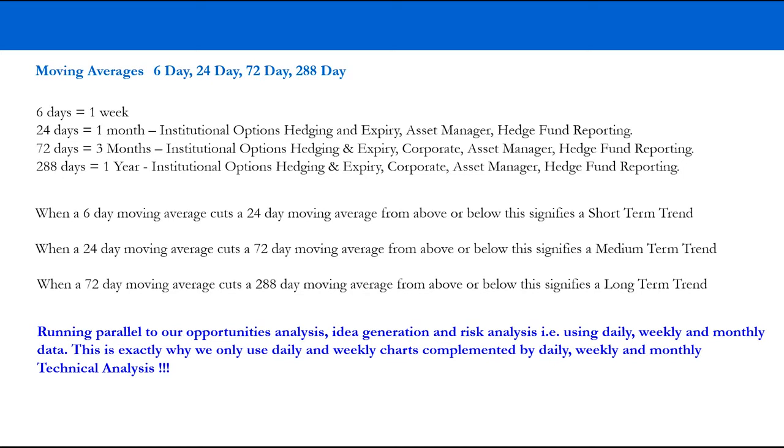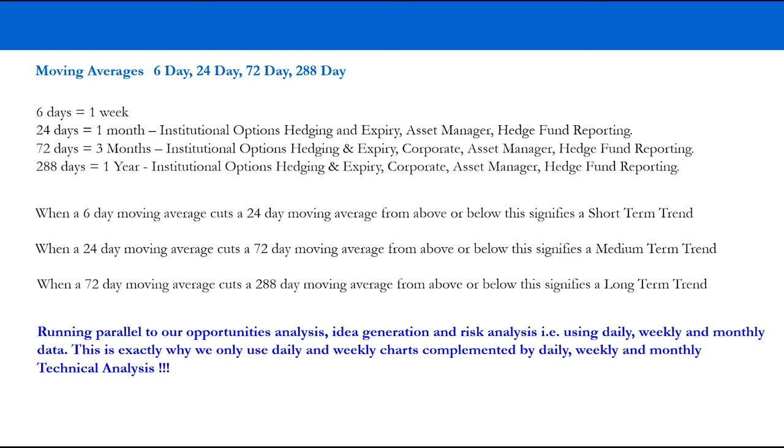1 year is important to us because we have institutional options hedging and expiry. That happens every month anyway. But we have corporate earnings, again, because we have annual earnings. Corporates are obviously active in the Forex markets. They have annual earnings and they may be hedging at the end of each year. So we also have asset manager and hedge fund reporting on an annual basis. So 1 year is important to us.